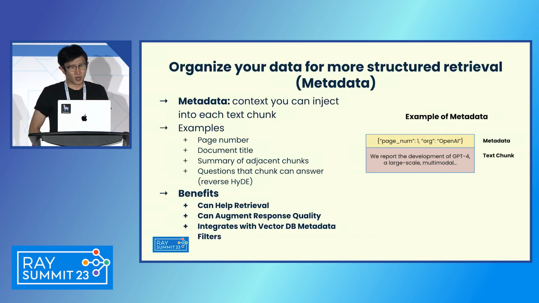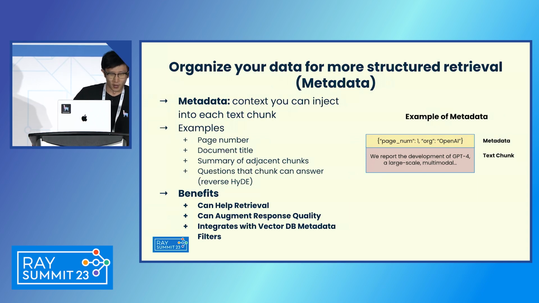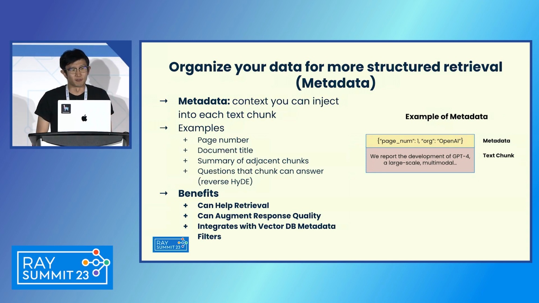The next concept here is this idea of organizing your data for more structured retrieval. This is the idea of injecting metadata or structured information into your document. Imagine you have just a raw text chunk here, a random snippet from the GPT-4 paper. Metadata is basically just a JSON dictionary that you attach on top.